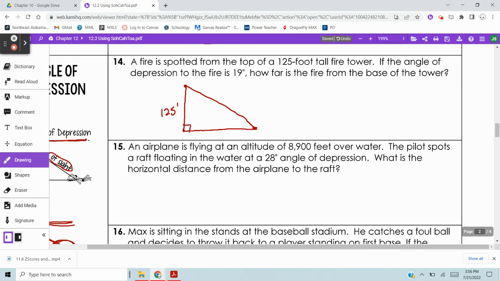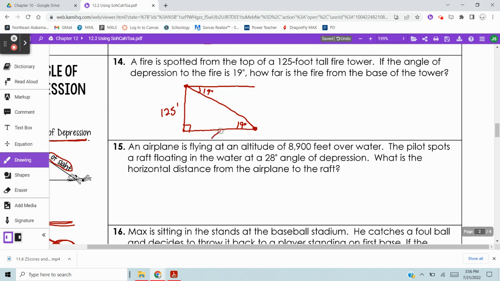Remember that we actually have to draw it from a horizontal with the ground. So if the angle of depression, we're here looking down at the fire. So this is our 19-degree angle. And notice that that angle is not part of our triangle. But from what I just told you, if that's 19 degrees, then the angle of elevation also up to the fire will be a 19-degree angle.